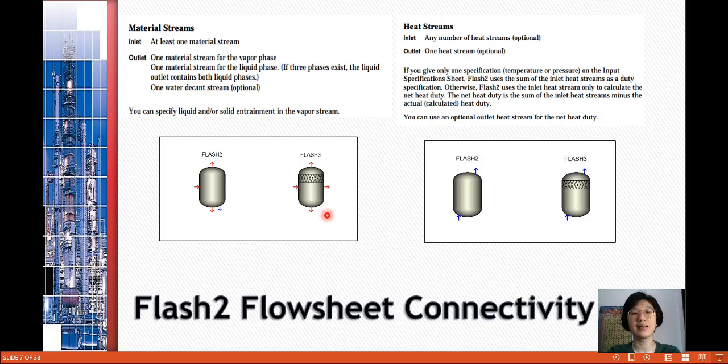Other than the material streams, you can also put in heat streams if you wish to, but heat streams are actually optional. The blue arrow means it is optional, and the red arrow is a must, you must put it in.